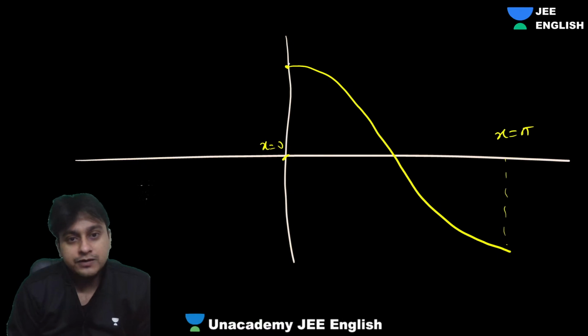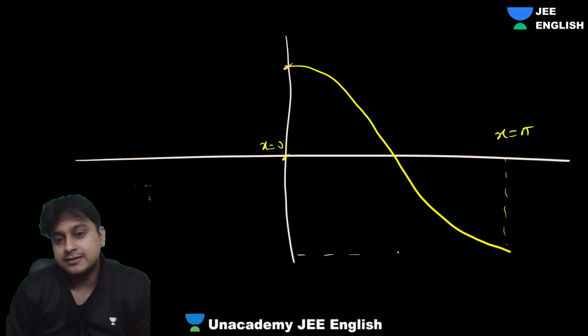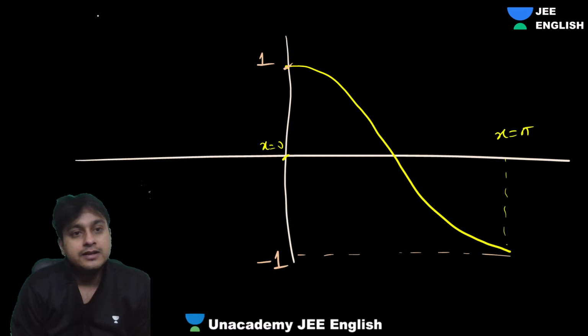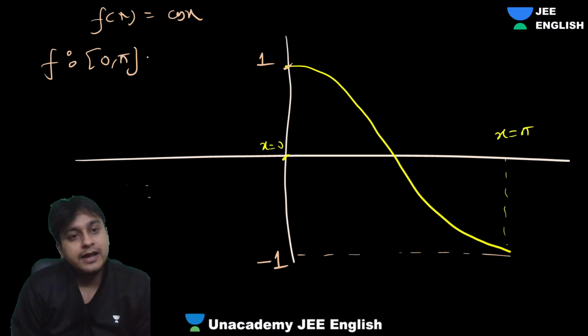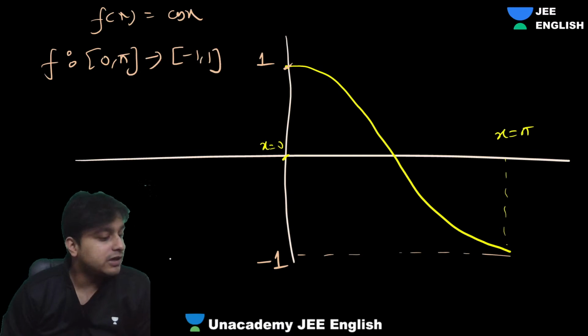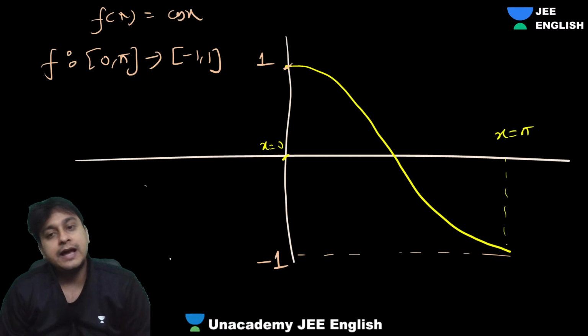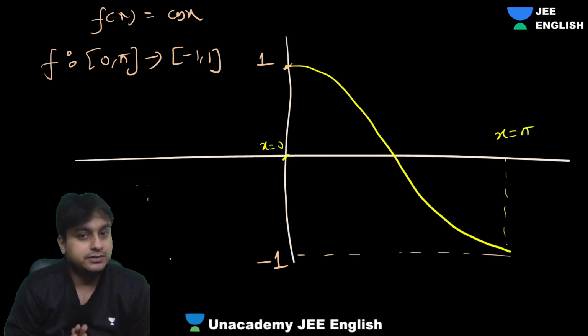Obviously in this region you can very well see that the range is also achieved, everything is achieved here. So f of x is equal to cos x, and f is going from 0 to pi this time, and it is going to -1 to 1. So it's absolutely amazing that we have got this particular function.